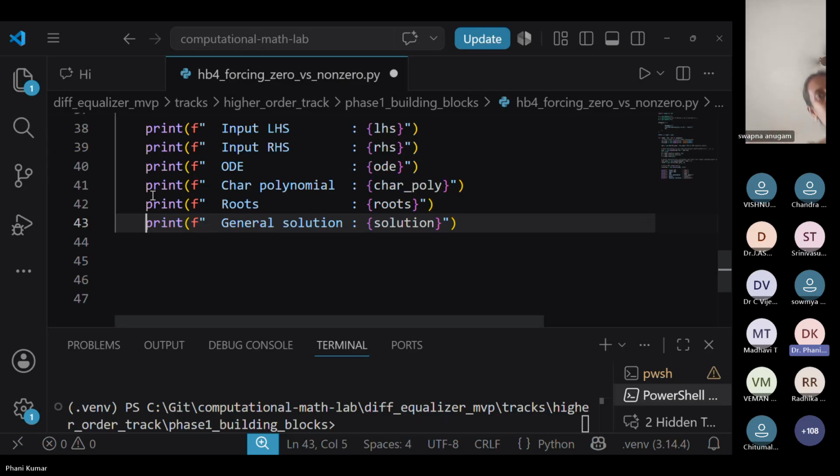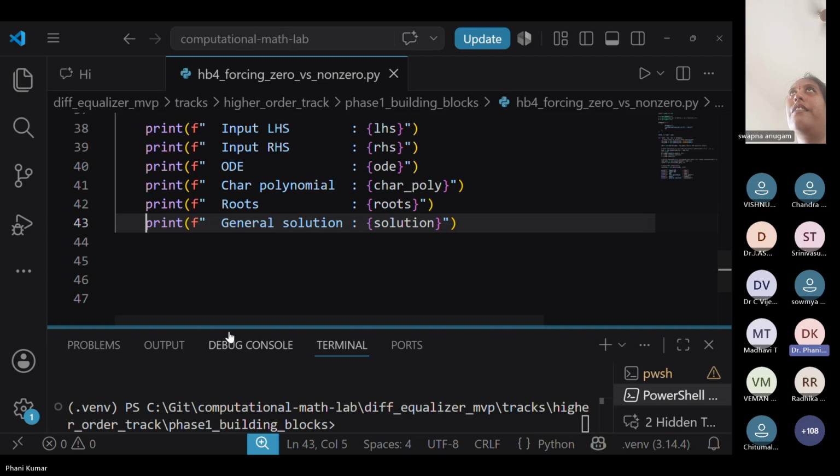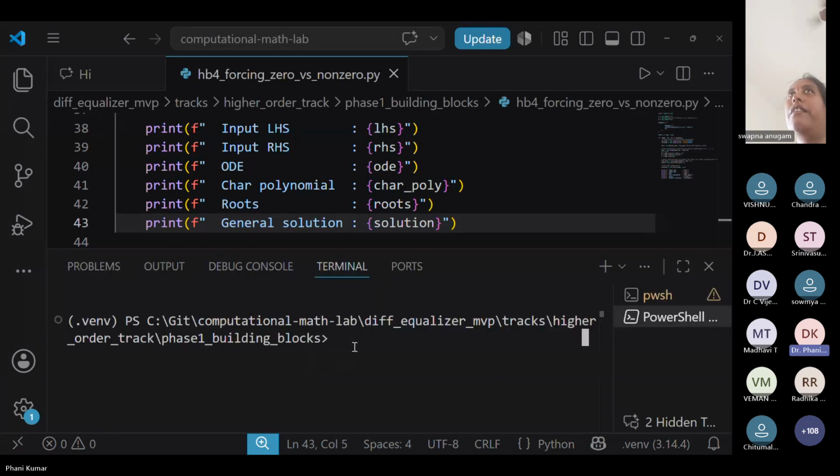Yeah. So how to print that, we are going to take the LHS, RHS, and that ODE characteristic polynomial, because we are all using this one, right? So we are just going to print that one. One by one we will see.